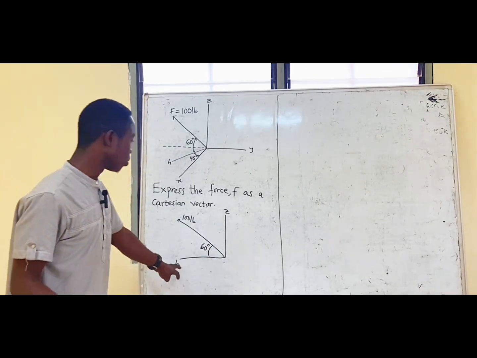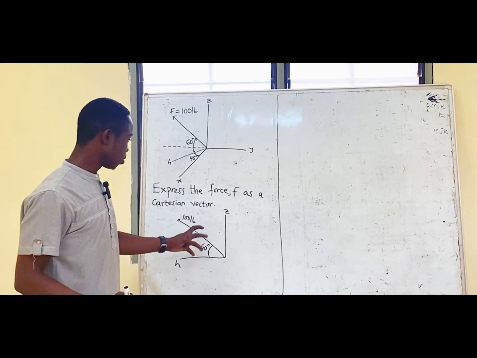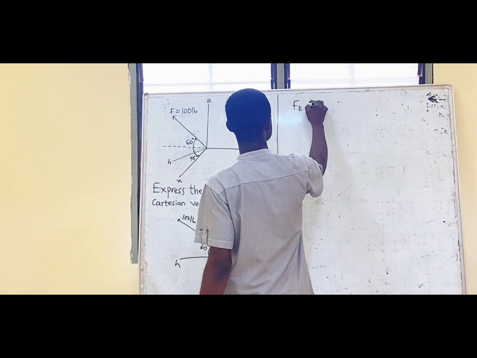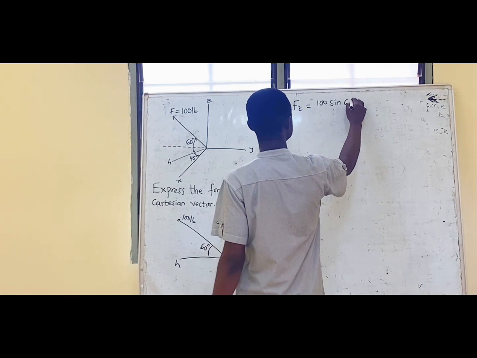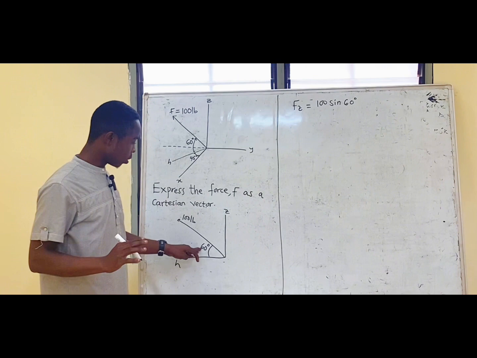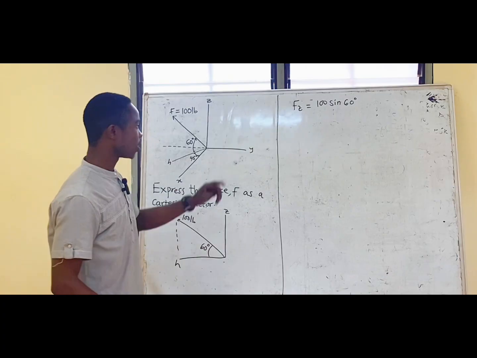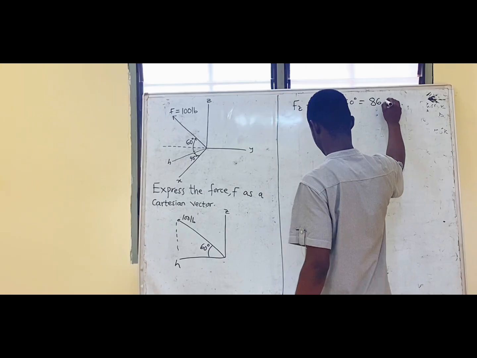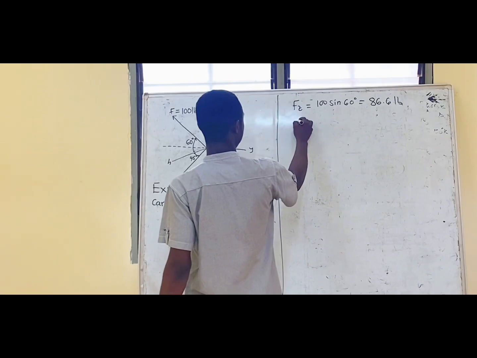So you see we have only two components here. That's the Z component and the H component. So let's resolve the force into Z component and H component. So Fz will be equal to 100 sine 60 degrees. I hope you agree with me. Why sine? Because the Z will be opposite to the angle 60. So it will take sine. And this will give us 86.6 pounds.